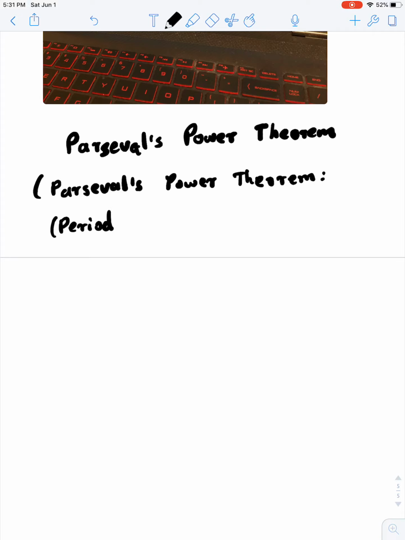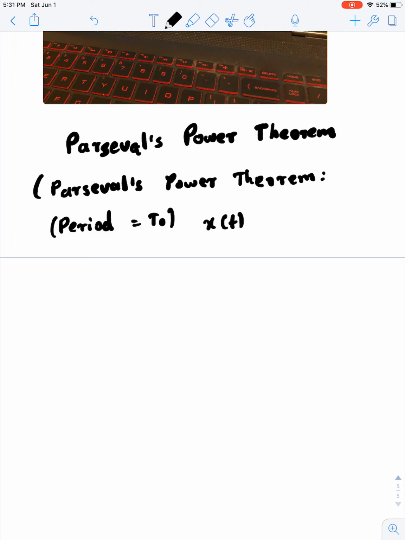Using this theorem, we can easily calculate the average power of the given signal if we know its complex exponential Fourier coefficient. So let's move to the proof of this theorem. We know the complex exponential Fourier series expansion of a given signal x(t). It is equal to summation n equal to minus infinity to infinity Cn, which is the coefficient of signal x(t), multiplied by e power jn omega naught t.